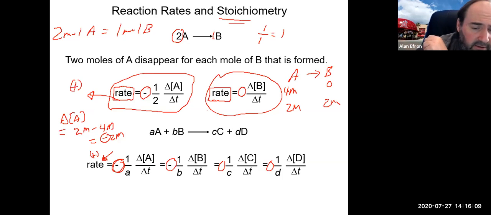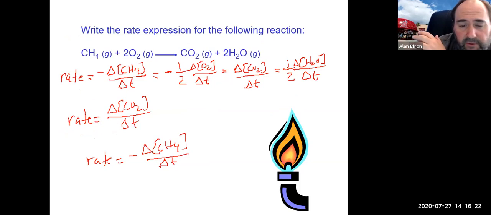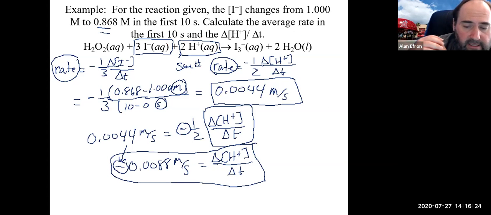That's why, as you can see here on the bottom, you can set them all equal to each other, or you can, like we just did in that problem, pull out just the ones you're looking for, because they were all basically the same rate. And that's basically the overall average rate for that particular reaction. Other questions on that?